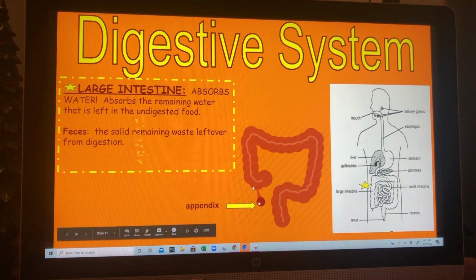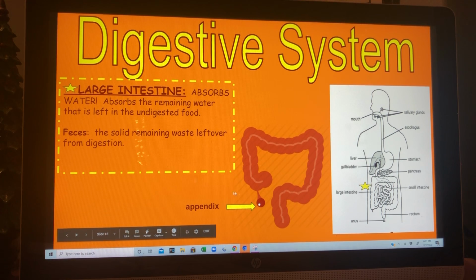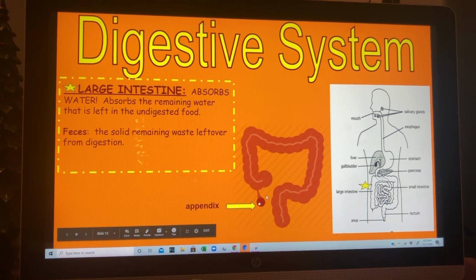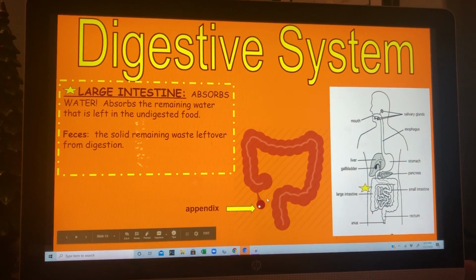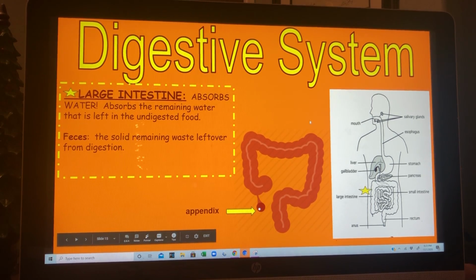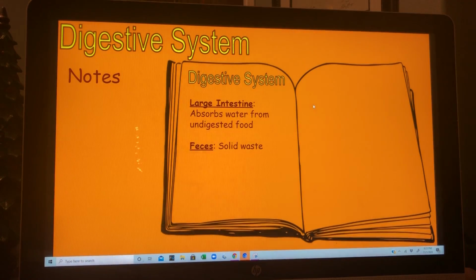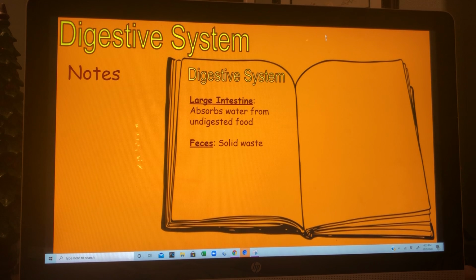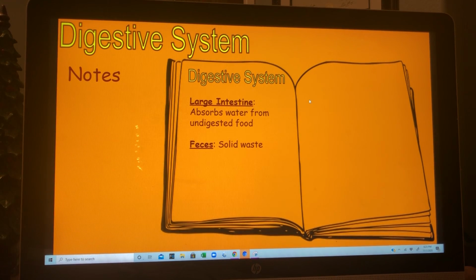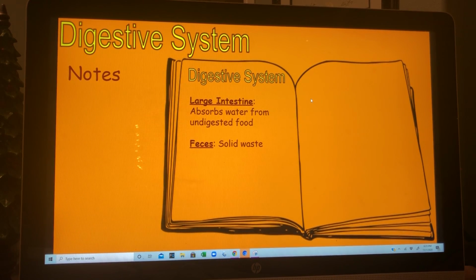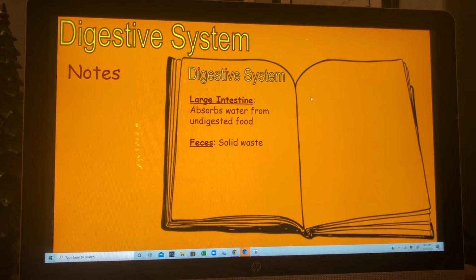Over here, attached to the large intestine, is another structure called the appendix. You may have heard of appendicitis before. We can actually live without our appendix. If it gets infected, you can have it removed. Okay, so for your science notebook, you're going to write down: large intestine absorbs water from undigested food, and feces are solid waste.